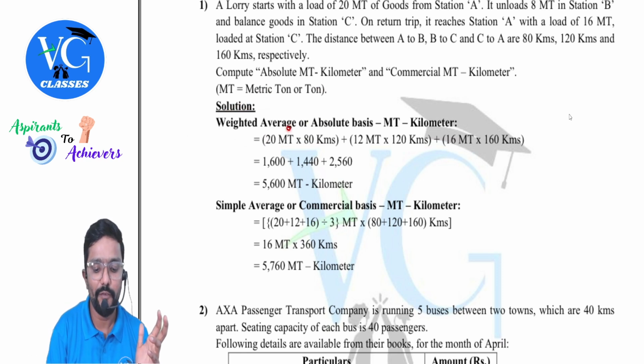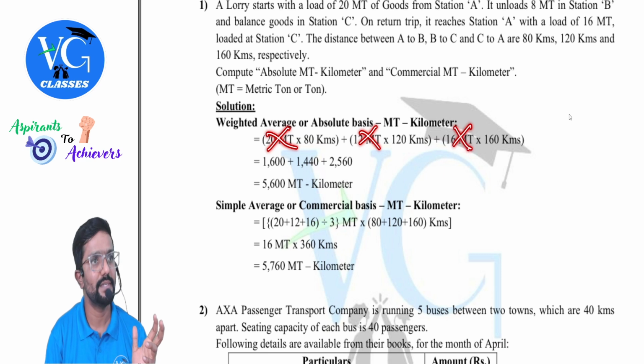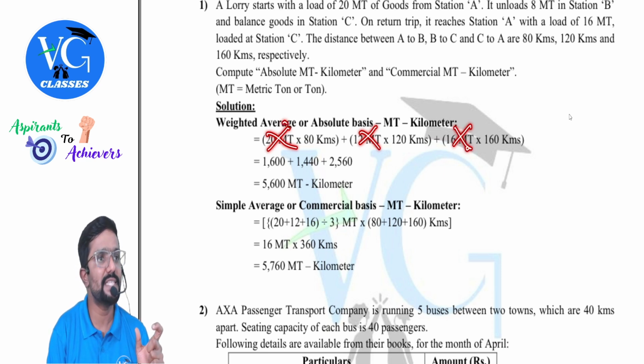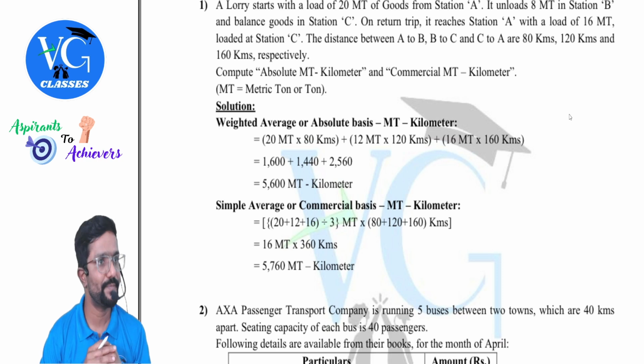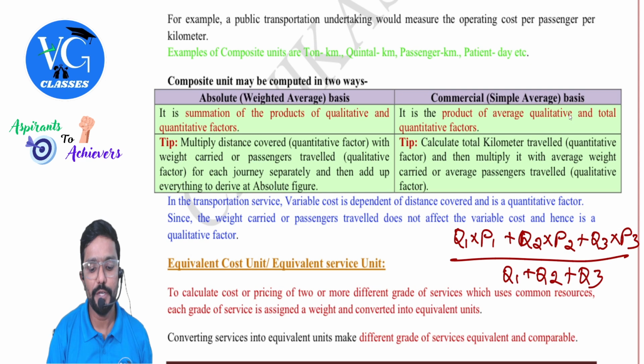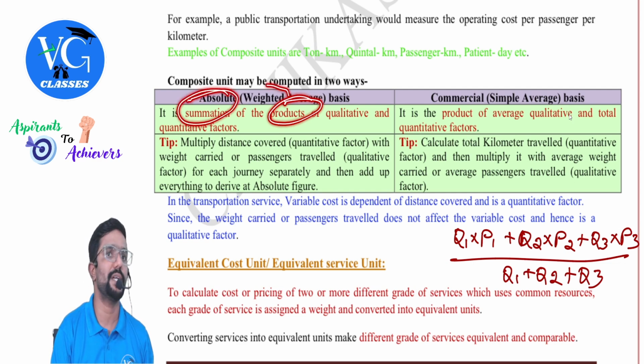Sir, what if it is a passenger transportation? Simple. In place of weight, number of passengers will come. For each journey, how many passengers you have carried? Multiply that with kilometers. At the end, add up everything. So you need to find out the product of qualitative and quantitative factor, which is nothing but multiplication. Then you find out the sum of all, which is nothing but addition.